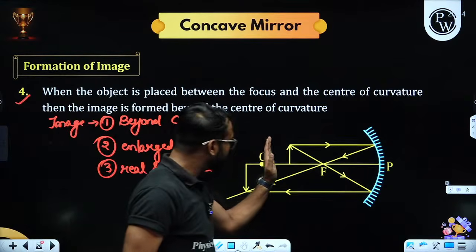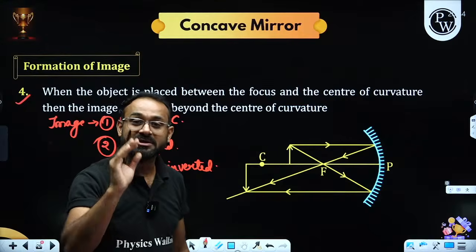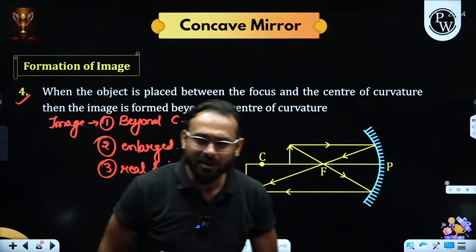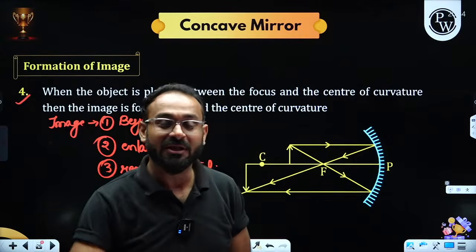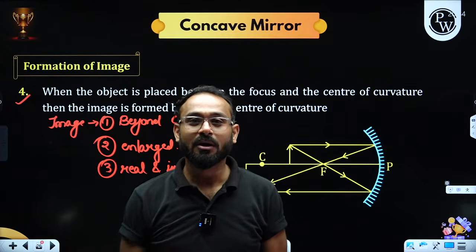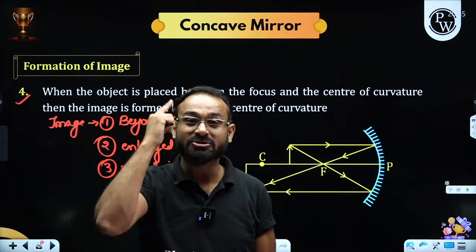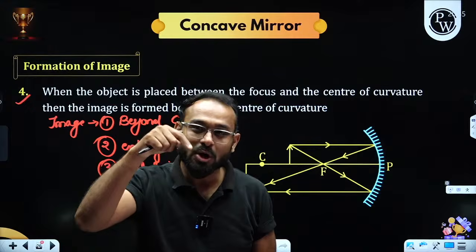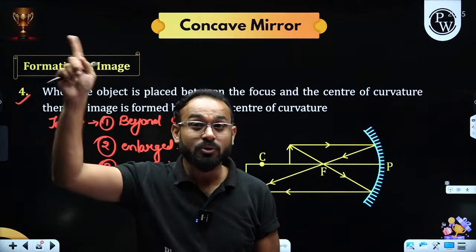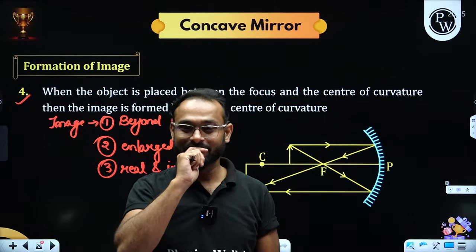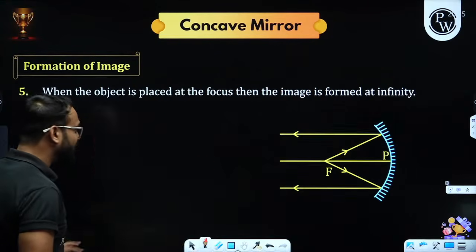Now I am again going to shift my object towards focus. Remember that case when the object was at infinity? Where was the image forming? Sir, when the object was at infinity, image was forming at focus. Now I am going to place the object at focus. Where is the image supposed to form? Infinity. Yes, sir. So this is what we are looking at.